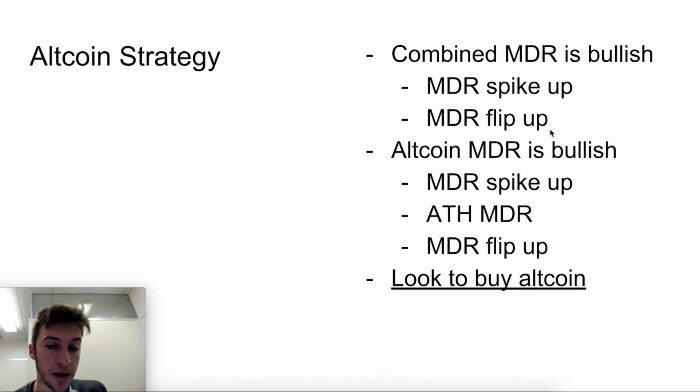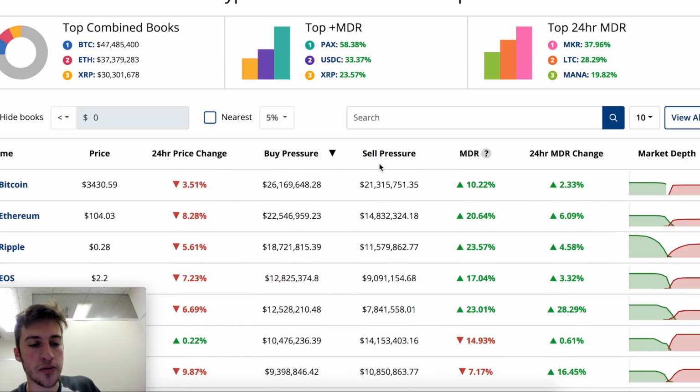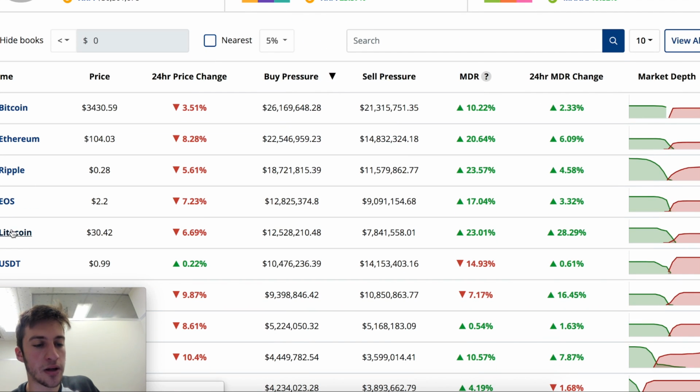Now, a sign that you may want to buy an altcoin as well is, the first thing you want is that the combined MDR looks good. Because here's the issue. Some of the MDRs on these specific coins, so if I go to like EOS or Litecoin, some of their MDRs might be really positive, right? And we should buy? Not exactly.